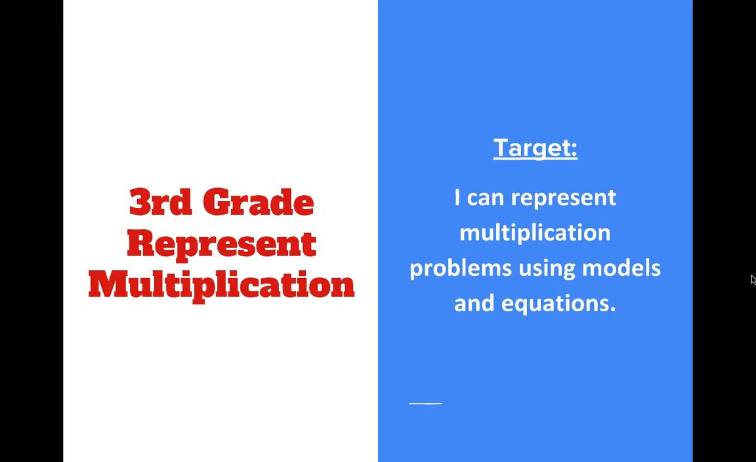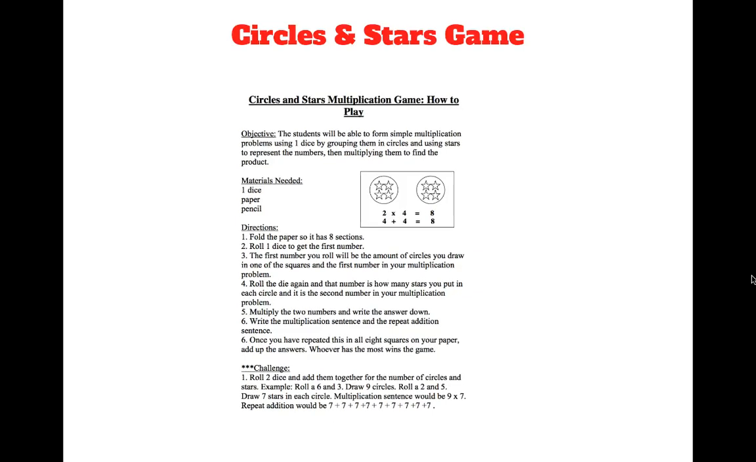Third grade example: I can represent multiplication problems using models and equations. This is a popular game that's in our planning guide, Circles and Stars, and it helps students understand what multiplication means. Basically, students roll the dice. The first dice tells us how many groups, the second dice tells us how many in each group. Then students are drawing that representation, writing the addition equation and the related multiplication equation.